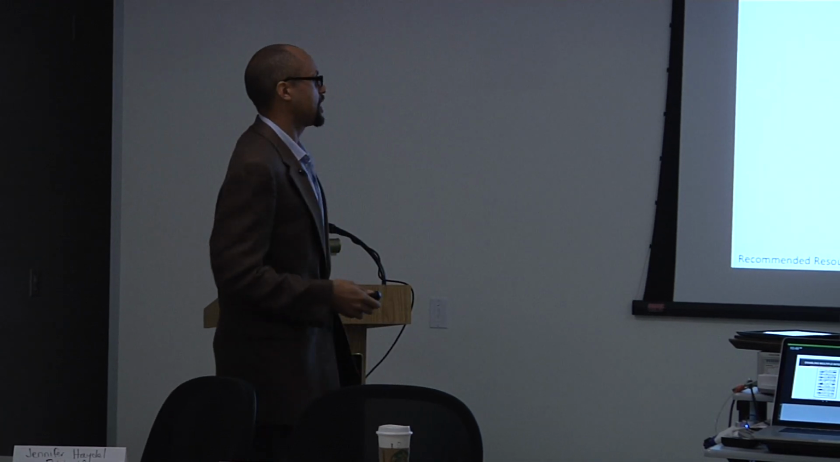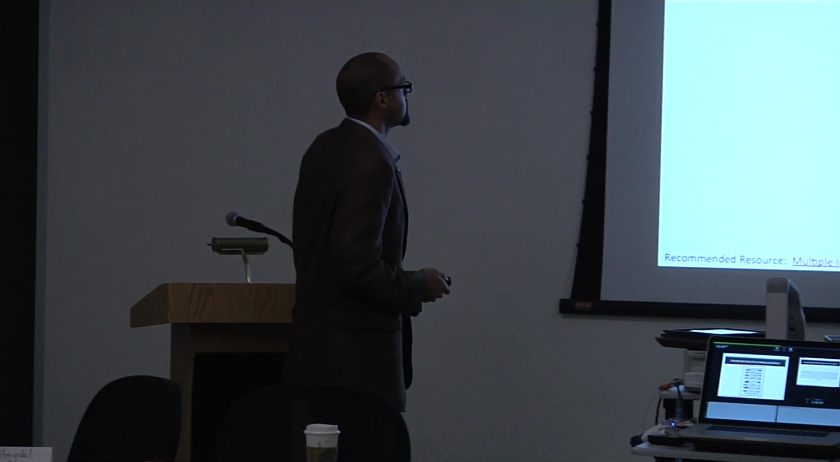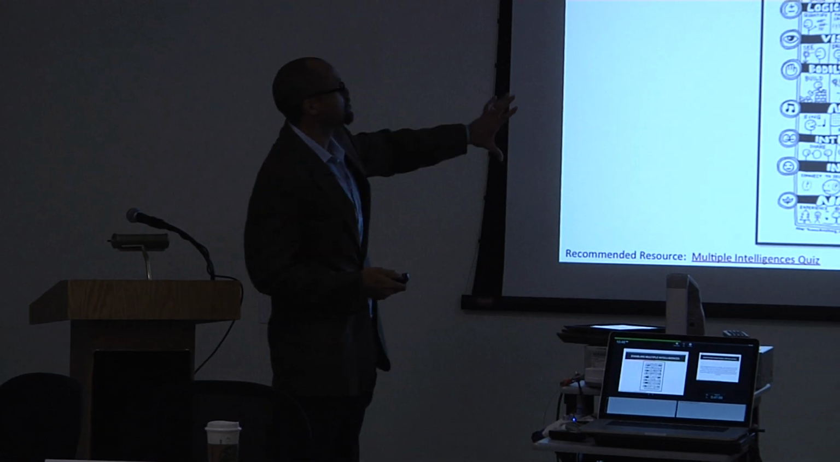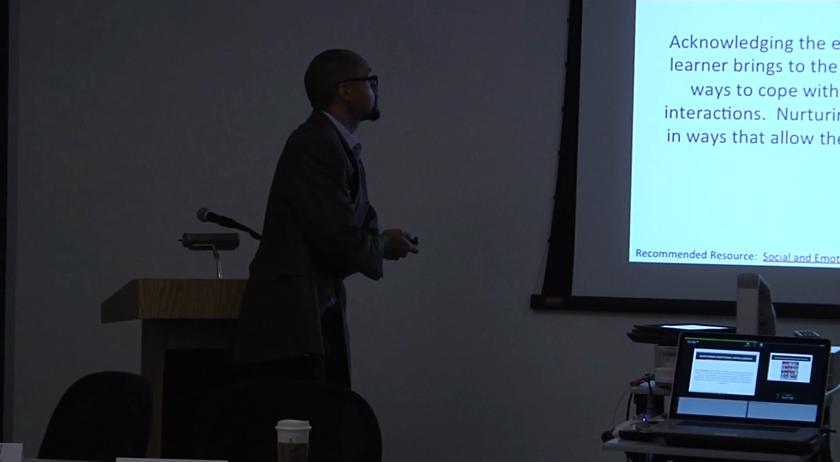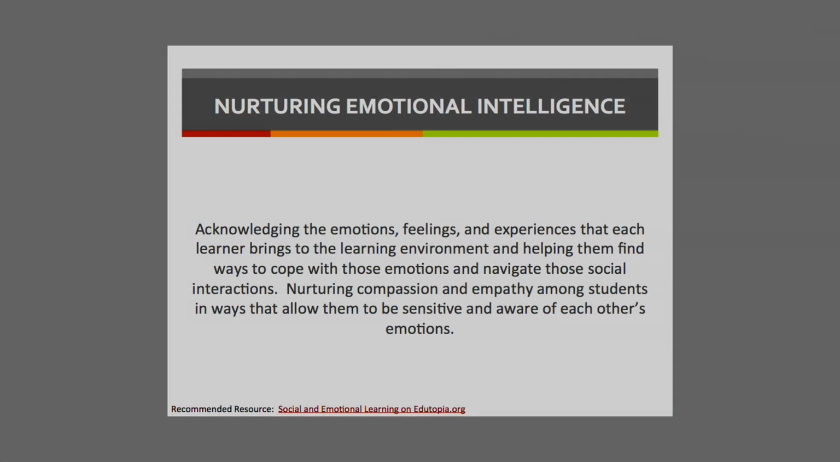I mean, this is kind of some basic ideas, but I think putting it in this multiple intelligence idea is helpful. Nurturing emotional intelligence. This is based off a lot of work of Daniel Goleman, Martin Seligman, I mentioned him earlier. Acknowledging the emotions, feelings, and experiences that each learner brings to the environment, and then helping them find ways to cope with those emotions and manage the social interactions that are influenced by those emotions.